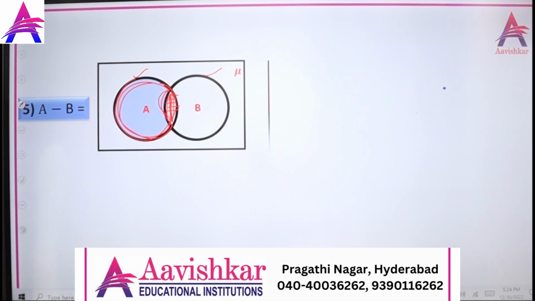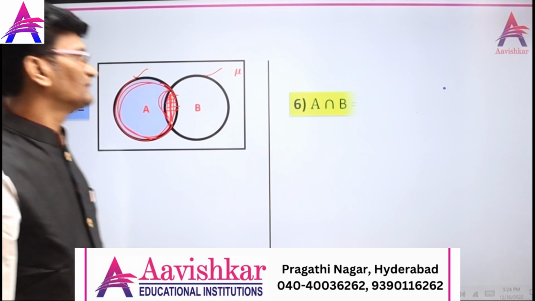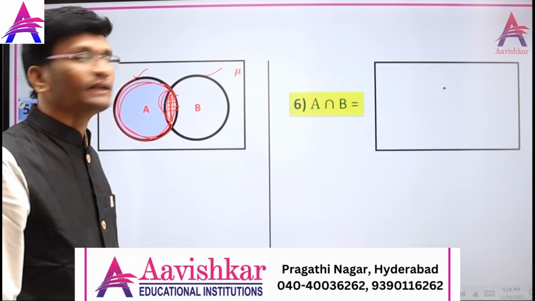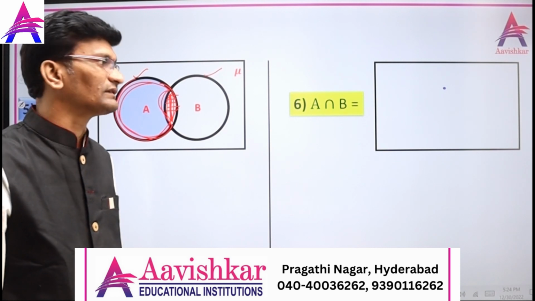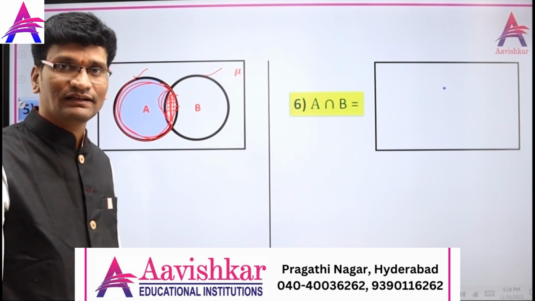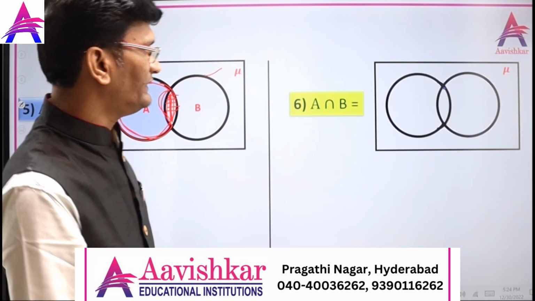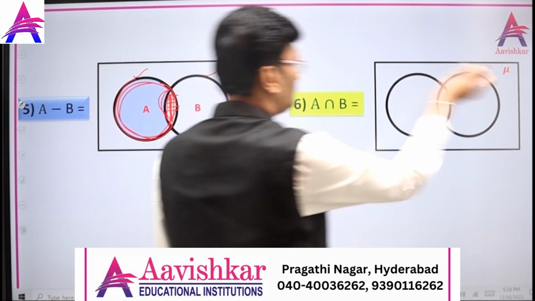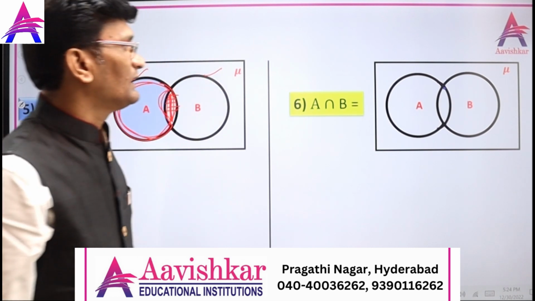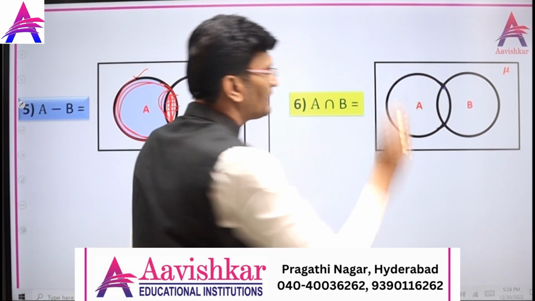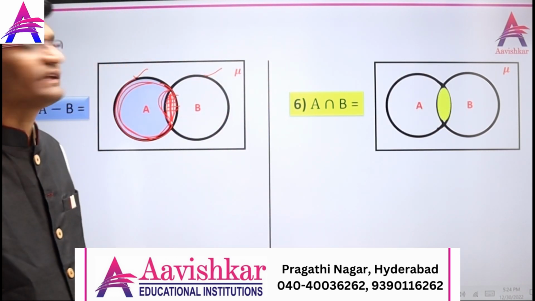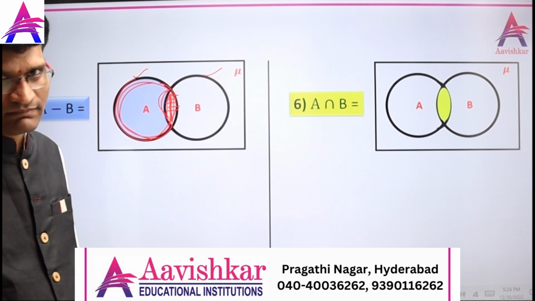Okay, next. One more. That is A intersection B. How does A intersection B occur? We say joint sets or intersecting circles. This is the universal set. I am taking two circles as A and B. Then the common portion, this is the common portion. That is the reason we say it is A intersection B.